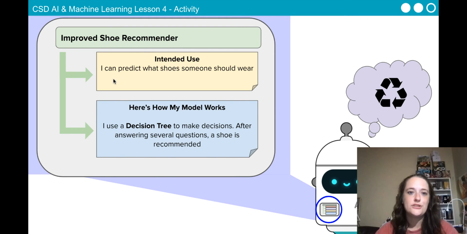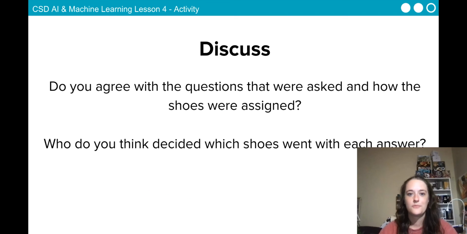So this improved shoe recommender, the intended use is that it can predict what shoes someone should wear. And it uses a decision tree to make decisions. After answering several questions, a shoe is recommended. So, do you agree with the questions that were asked and how the shoes were assigned? Who do you think decided which shoes went with each answer?